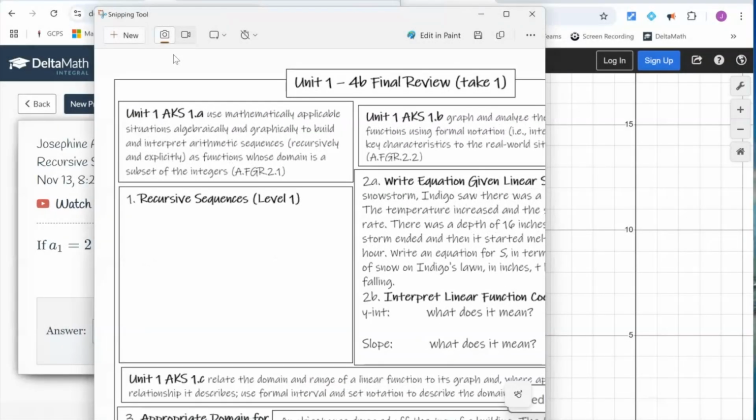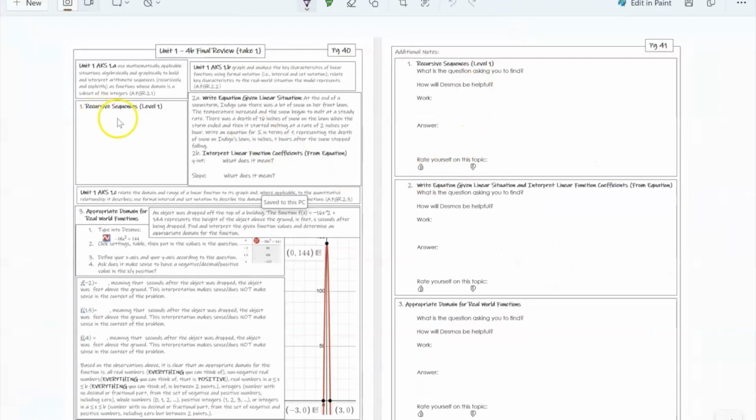All right, guys, we're going to take a look at Unit 1, AKS 1A: use mathematically applicable situations algebraically and graphically to build and interpret arithmetic sequences recursively and explicitly as functions whose domain is a subset of integers. So we're going to take a look at recursive. This is blank because you're going to write your own notes. So we're going to write your own question here, and here you're going to ask what's the question asking you to find, how will Desmos be useful, your work, your answer, and then rate yourself.